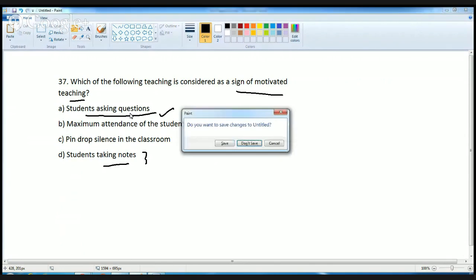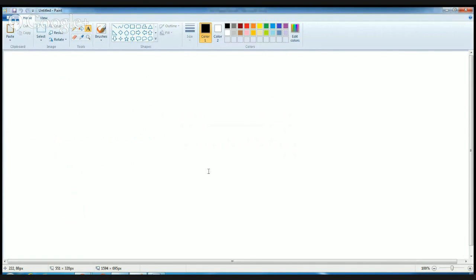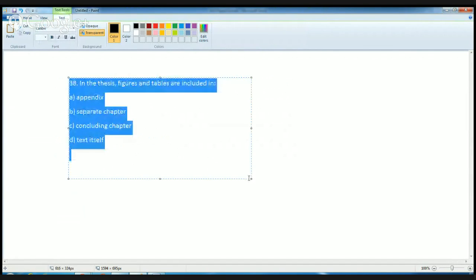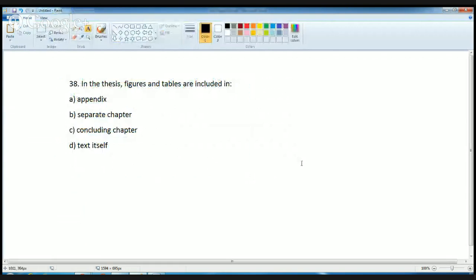Now the next question is on the research aptitude section. This is something the PhD scholars would answer correctly, or those who had taken a project in their masters would be able to answer very accurately. In the thesis, figures and tables are included in.